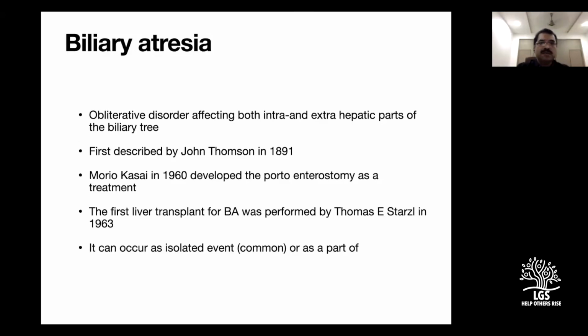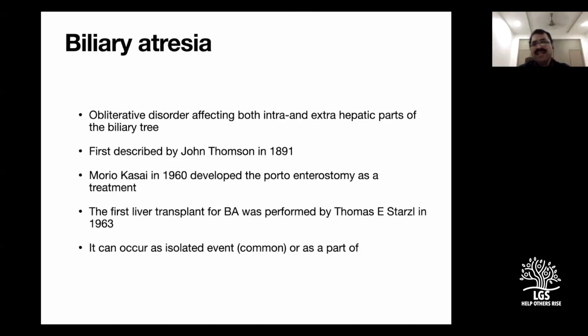But a few words about biliary atresia. It is an obliterative disorder affecting both the intra- and extrahepatic parts of the biliary tree. It was first described in 1891 by John Thomson. Later, in 1960, Morio Kasai developed the surgical procedure popularly known as portoenterostomy, or Kasai's procedure. And the first liver transplantation was done for biliary atresia by Thomas Starzl in 1963.